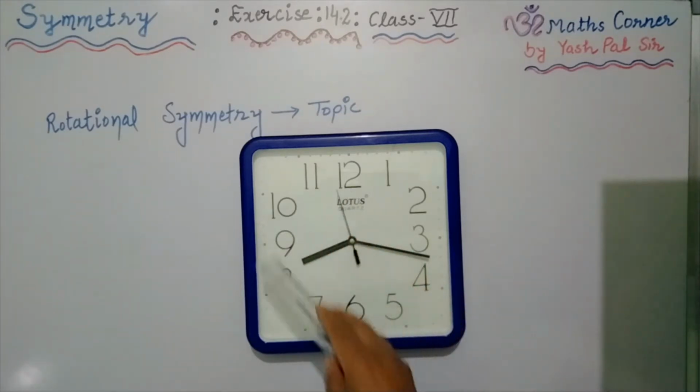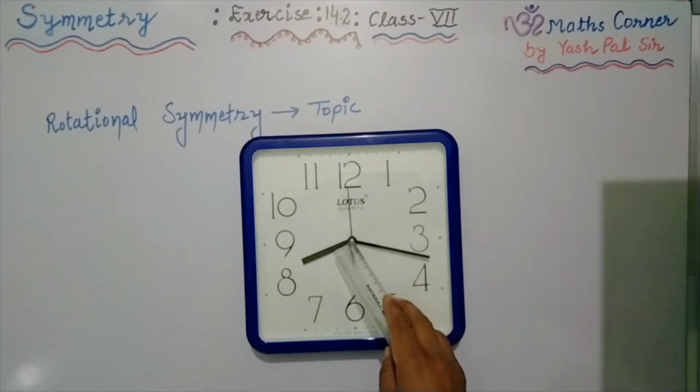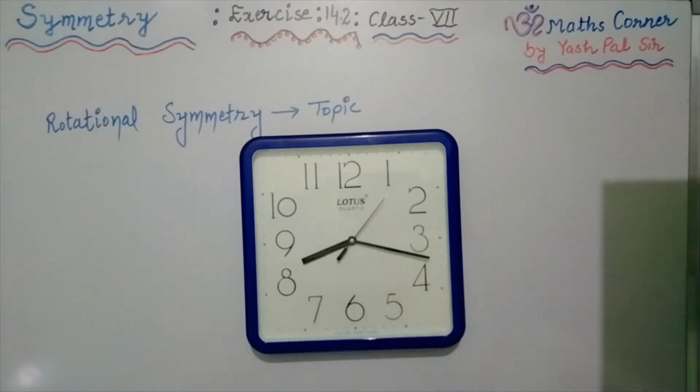For example, this is the clock. This point where all the three hands are fixed is called the center of rotation. What is the center of rotation of the hands of a clock? This is the center of the rotation. Now we shall discuss the angle. The angle of turning during rotation is called the angle of rotation.